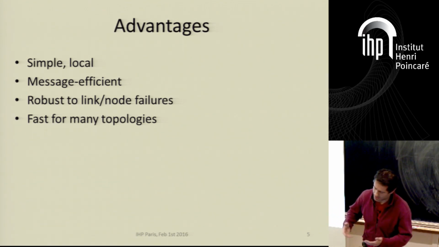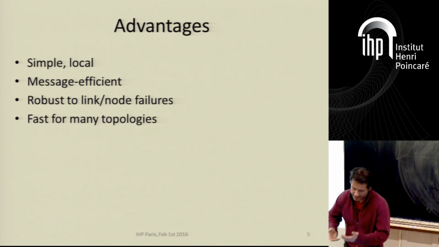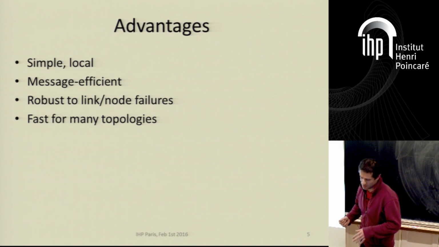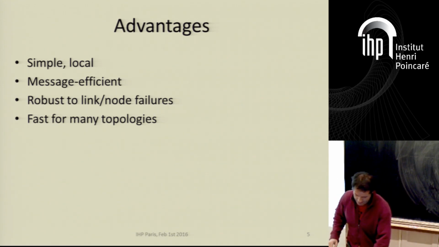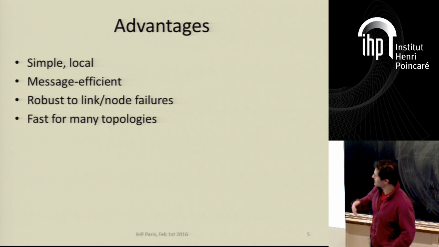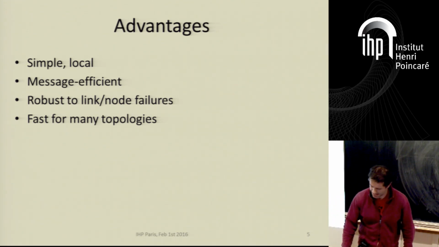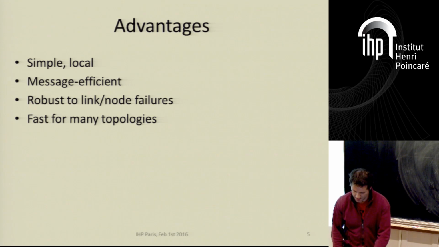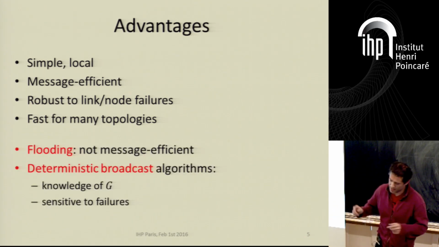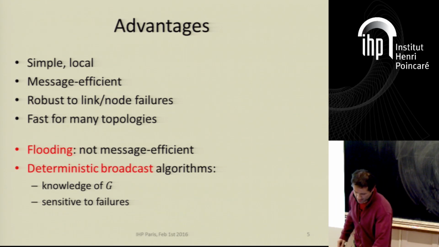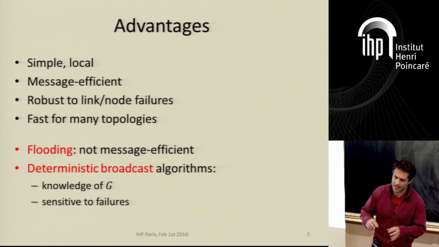Also, due to its randomized nature, it tends to be robust to various types of link and node failures. I will not talk about these issues in detail. And finally, we will see that despite its simplicity, it's fairly fast for many graph topologies. For example, compared to other standard solutions for broadcasting information, it tends to require fewer messages than flooding algorithms.